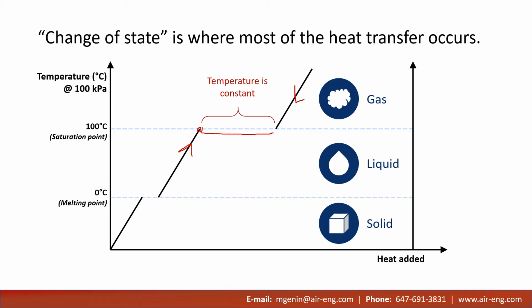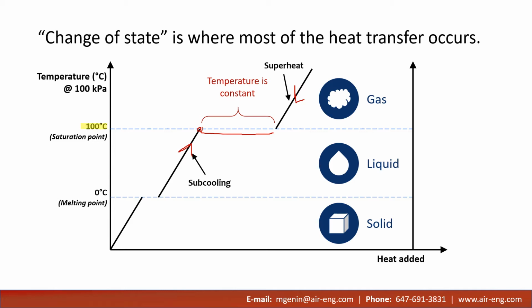The amount of degrees above the saturation point is known as superheat, and the amount of degrees below the saturation point is known as subcooling. We'll review these terms later on. This simplistic graph is for water with an evaporation point of 100 degrees Celsius.